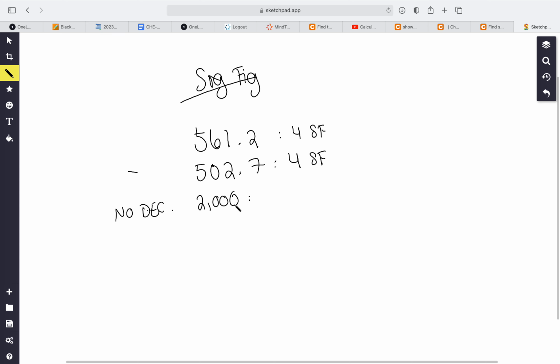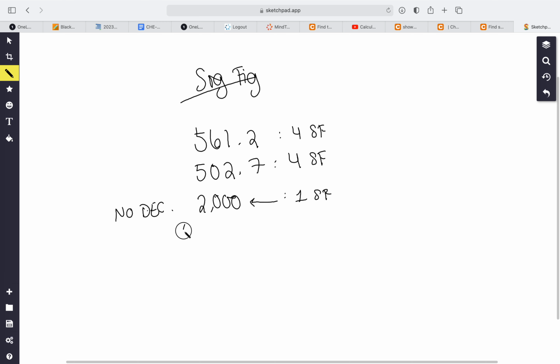Okay, let me restart that. If we look at a number like 2000, what I like to do when there's no decimal is go from right to left, and whenever you reach the first significant figure, you start counting. So this one has, all right, keep going, 0, 0, 0, okay, we got 1. So it's 1 significant figure.